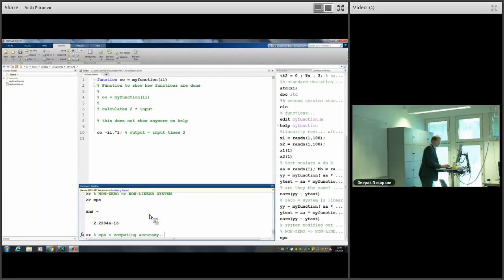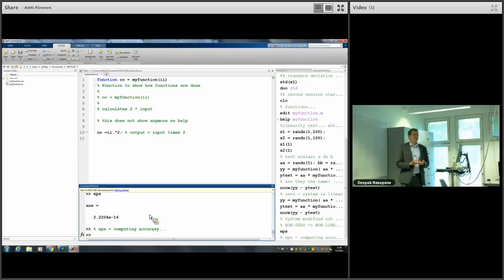So in a linearity test, if you get, say, something to the power of minus 15, it still looks linear to me. Okay, so that is the linearity.